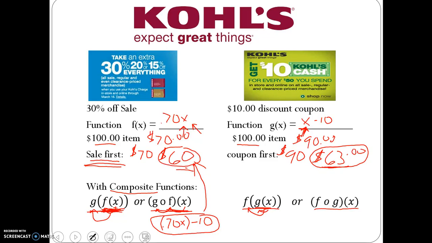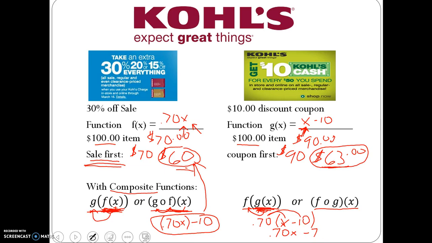If I were to write this as a single function, I would start with the g of x function, which is x minus 10, and I would take that entire thing and stick it into the x in the f of x function, which is 0.70 times x. Now we could simplify this. We could get rid of the parentheses, distribute the 0.70 and write it as 0.70x, and then take 0.70 times 10, which is minus 7.